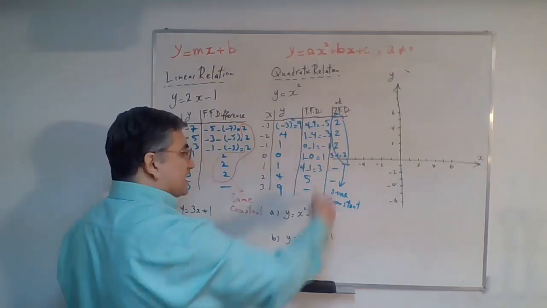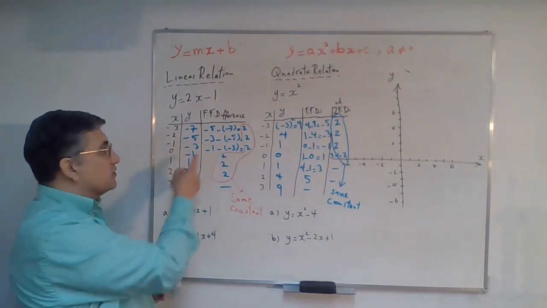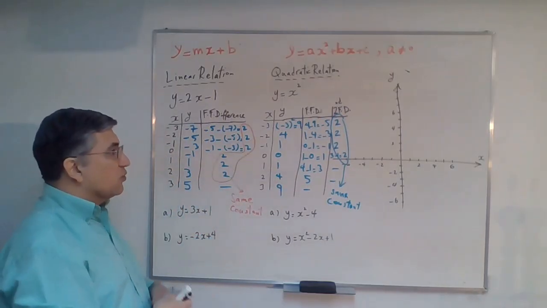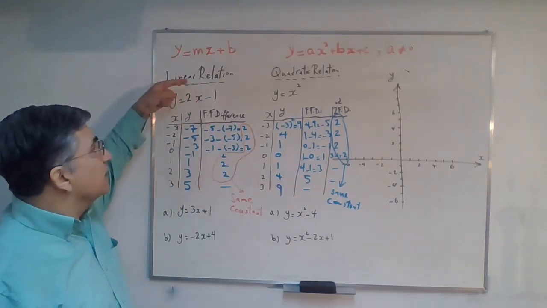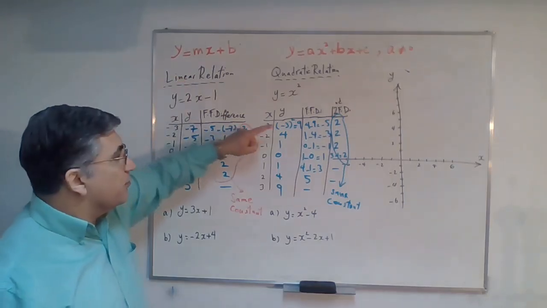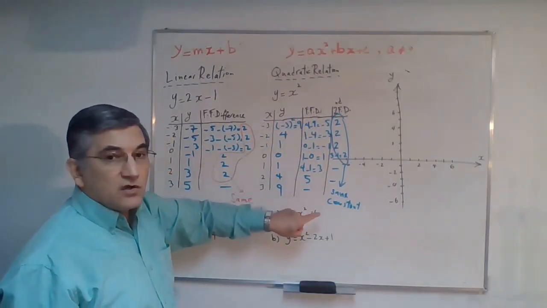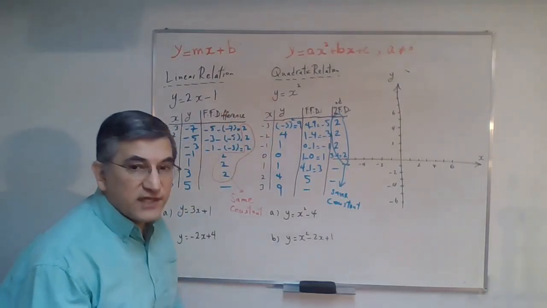And this is the second finite differences that are the same, unlike the linear relations where the first finite differences were all the same. That's the major difference. So whenever the first finite differences are all the same number, top to bottom, we call the relation a linear relation. But whenever the second, but not the first, finite differences are all the same number, top to bottom, then in that case we call it a quadratic relation.